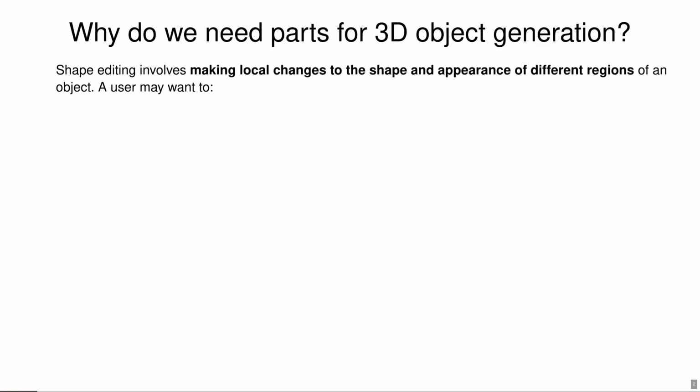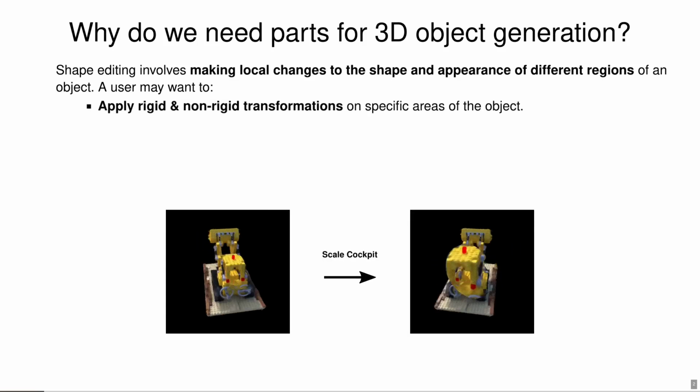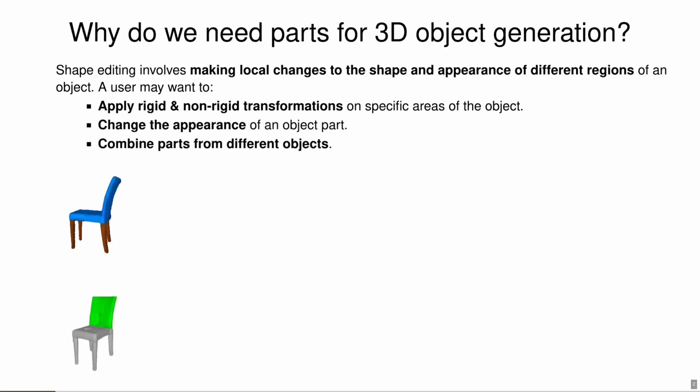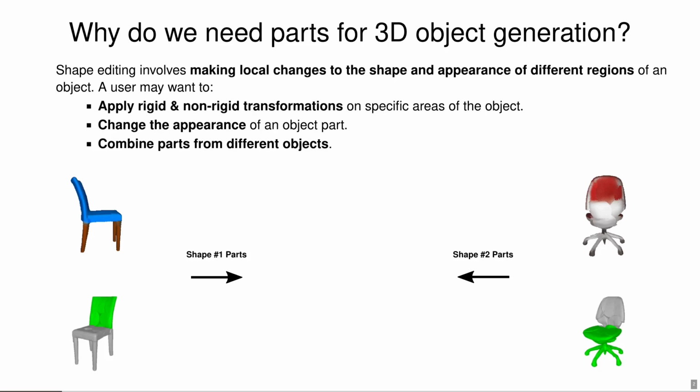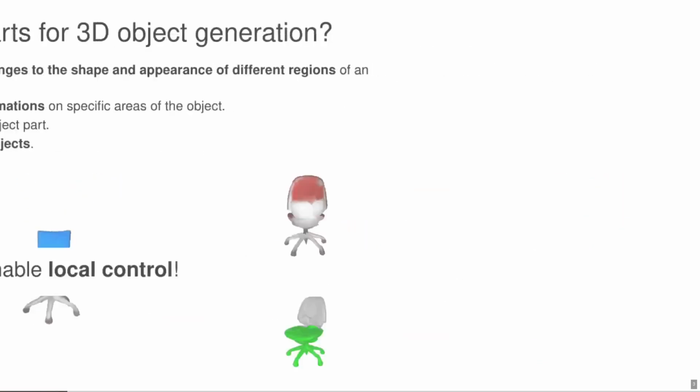Let's imagine a shape editing scenario where a user needs to make local changes to the shape and appearance of different regions of an object, such as applying rigid and non-rigid transformations on specific areas of the object, changing the appearance of a part, mixing and matching parts from different objects to form new objects. It is clear that parts are essential when local control is required.